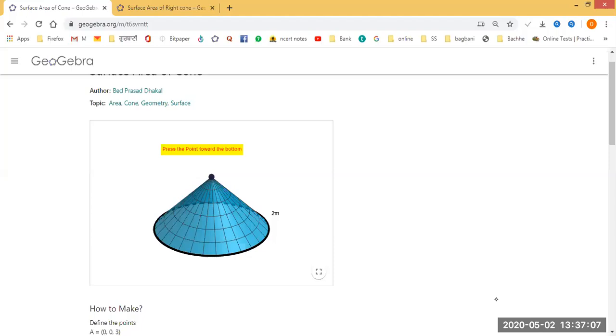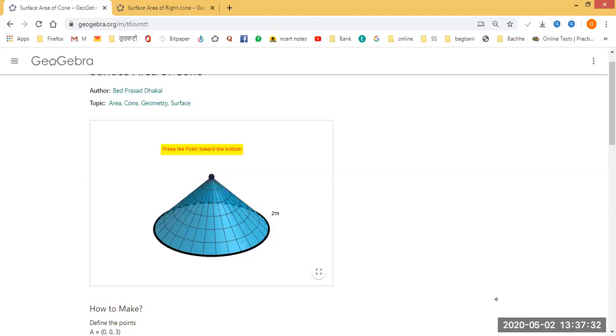Now, what will be the area of this individual triangle? Area of a triangle is half into base into height. Now, I take this triangle very, very small. Actually, this is a circular length, if you see. So the area of this triangle is half into base into height. So what is the height? Height is this slant height only, which I have taken as L.